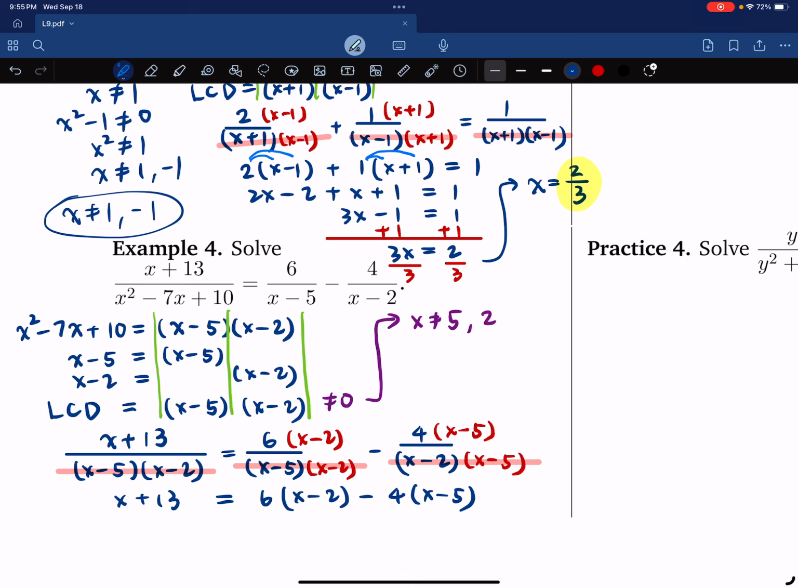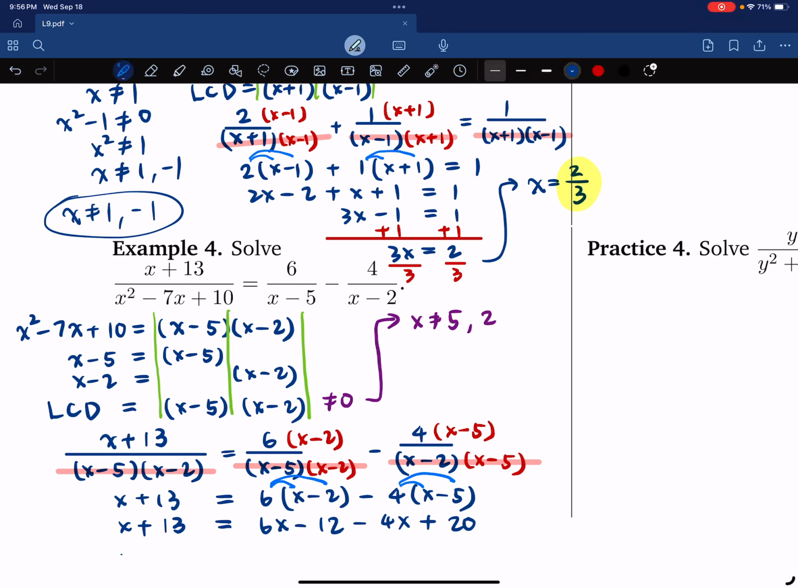Same thing with method 2 actually. Method 2 will also get rid of the denominators. Now let's distribute. So on the right-hand side, we have parentheses that we need to get rid of. Let's simplify. On the left-hand side, it's just x plus 13. On the right-hand side, after we distribute, we obtain 6x minus 12, and then minus 4x, and then positive 20. Be careful right here. We're distributing negative 4 and multiplying by negative 5. So as a result, we get positive 20.